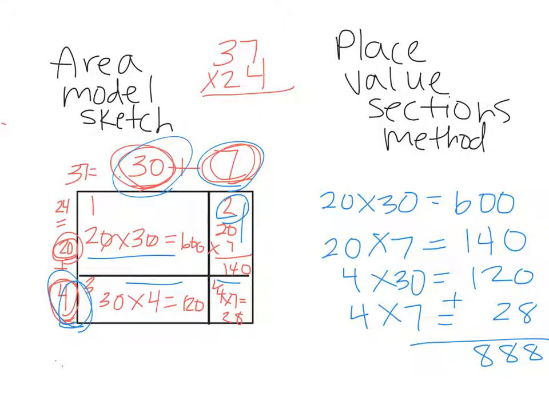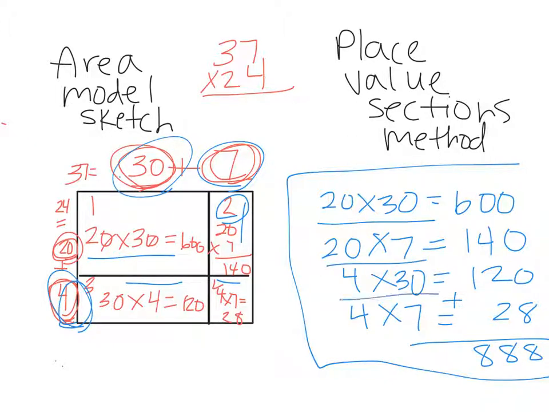Each of these methods are showing you how to get your answer for 37 times 24. They're just showing you in a slightly different way. So for our place value section method, all you're lacking is the sketch or the rectangle. So you're doing the same things. You're putting those numbers into expanded form and solving each of these equations to find our overall actual product.